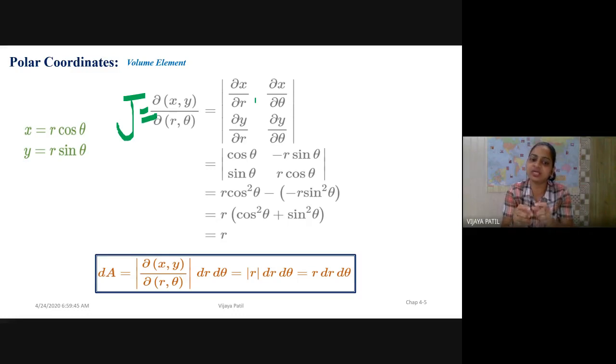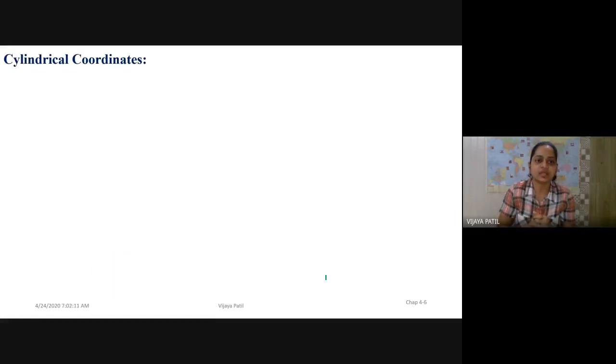What is the Jacobian? We have got it as the modulus of r, whether it's positive or negative. Whatever answer I've got as a small r, I'm going to consider it as always positive, because we are not considering r as negative. It's 0 to infinity. So this is nothing but r dr d theta. Fine. Now let us move slowly from the polar. We have seen the entire thing about polar coordinates: the polar r, theta, the conversion back from polar to Cartesian, Cartesian to polar, and the volume element.